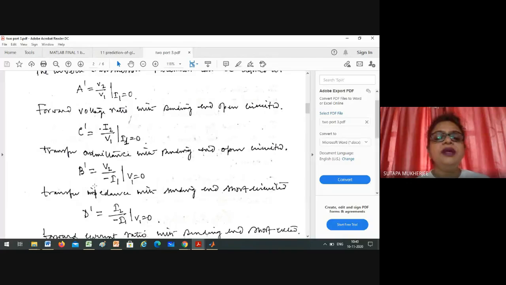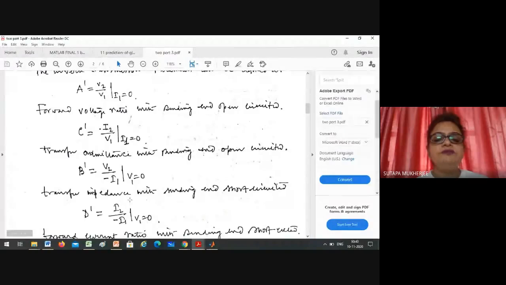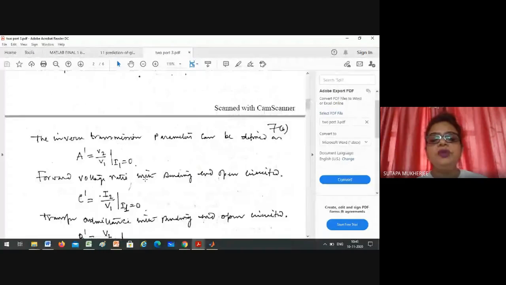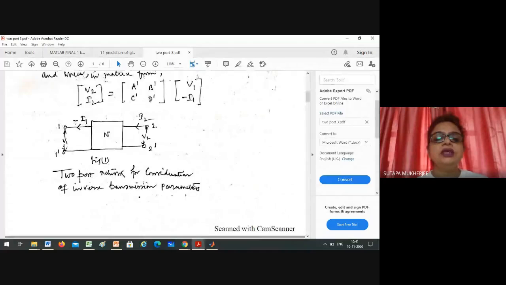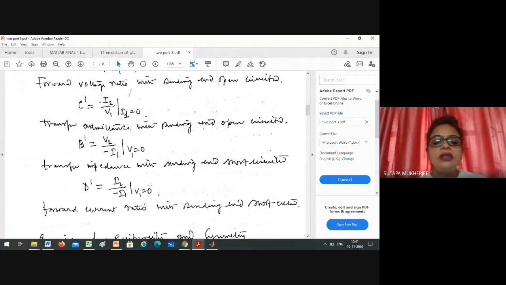Then what is B dash? Ohm. V2 by minus I1, that is V10. And this parameter is called transfer impedance with sending end short circuited. V10 means sending end short circuited, right? So V10. Then ultimately what is D dash?